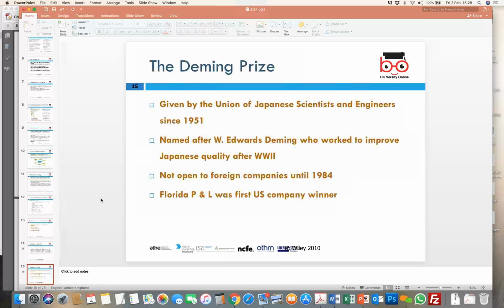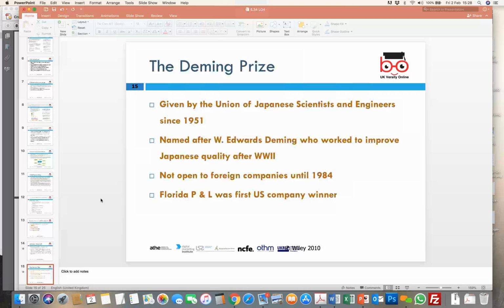Now, the Deming Prize came about essentially just after World War II. It was given by a union of Japanese scientists and engineers, with Edward Deming basically helping improve a lot of quality-related work within manufacturing and production organizations after World War II specifically. And they have then been developed further.